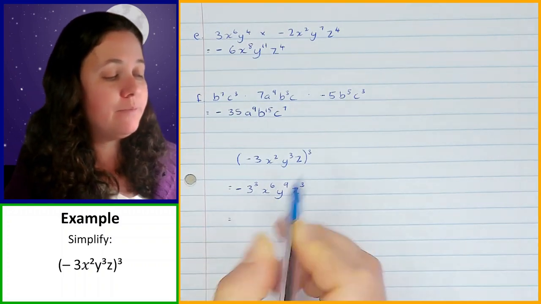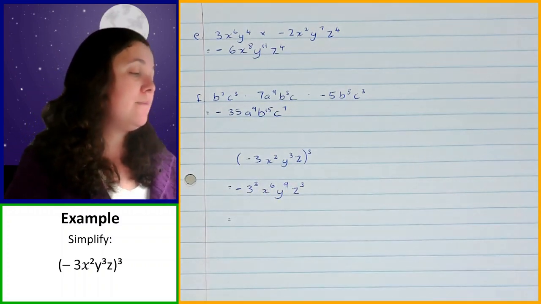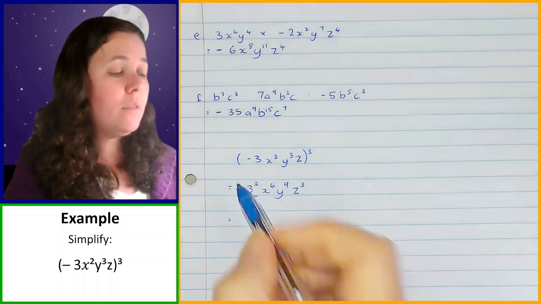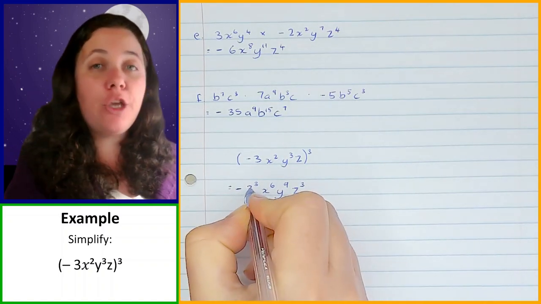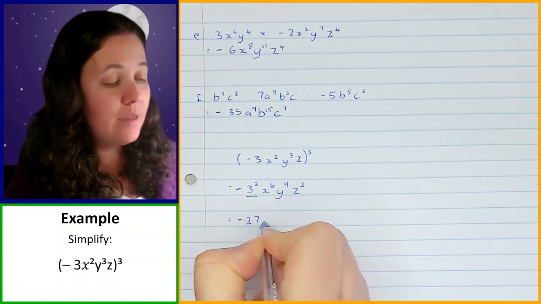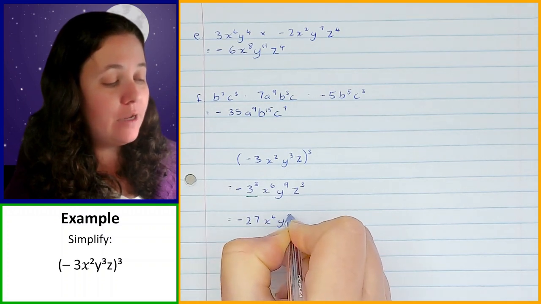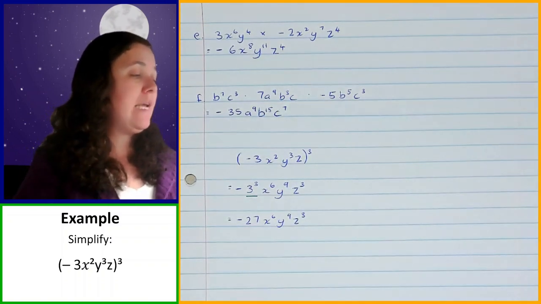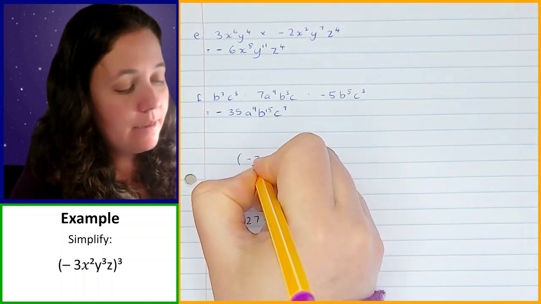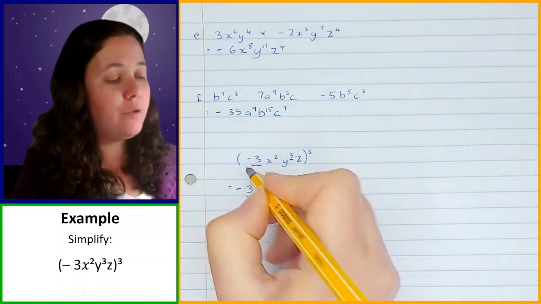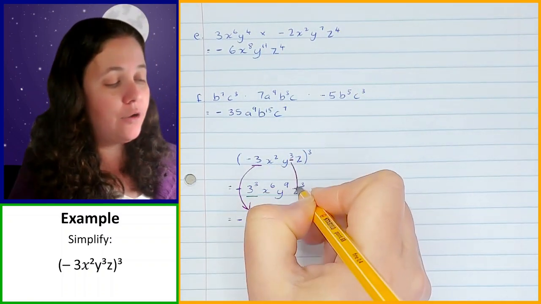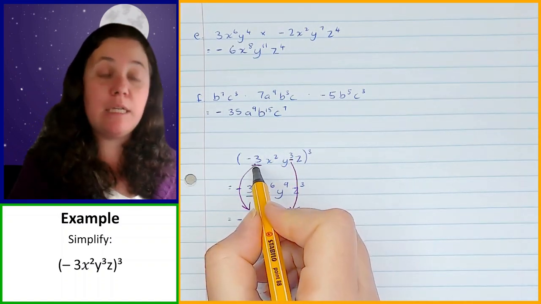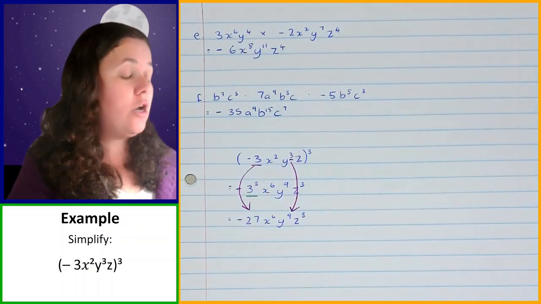So now I have to simplify my numerical factor, or my coefficient. Negative 3 cubed is 27. Then x to the power of 6, y to the power of 9, z to the power of 3. Now I want you to take note of what happened here. This 3 and this 3 ended up completely different, and the reason is that this 3 is an exponent, but this 3 is not an exponent. It has its own exponent of 1.